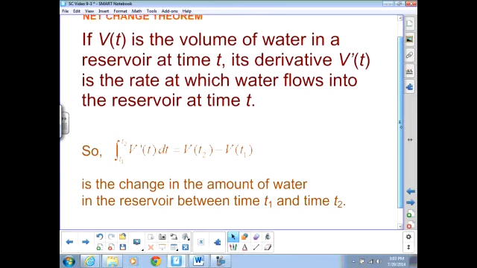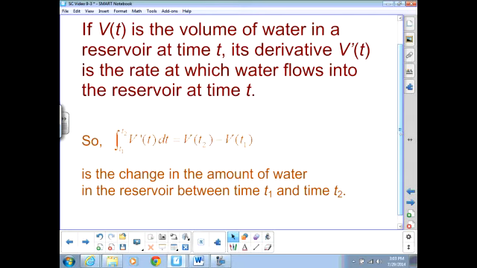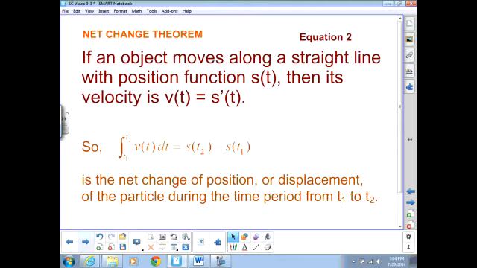So one way you can think of it is if capital V of t was the volume of water in a reservoir, then your derivative, capital V prime of t, is the rate at which the water flows. So if you took the integral of that rate, that would be the net change in the amount of water from time 1 to time 2. If v of t is your velocity of some object, meaning s of t is your position of some object, your integral of the velocity would give you the net change in the position, or sometimes we use the word displacement of the object over our time period.